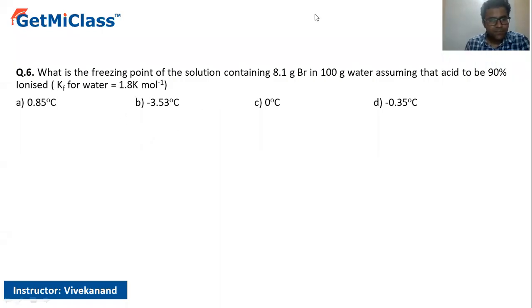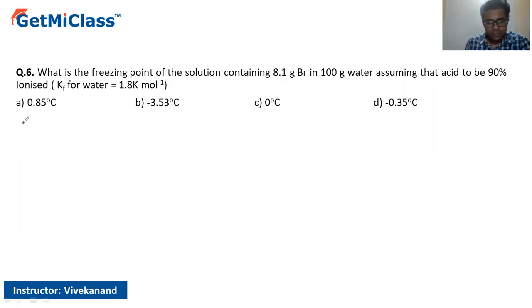Question number 6. What is the freezing point of the solution containing 8.1 gram bromine in 100 gram of water, assuming that the acid would be 90% ionized? Given that Kf for water is 1.8 Kelvin per mole, options given are A, 0.85 degrees Celsius, B, minus 3.53 degrees Celsius, C, 0 degrees Celsius, and D, 0.35 degrees Celsius, that is minus 0.35 degrees Celsius.